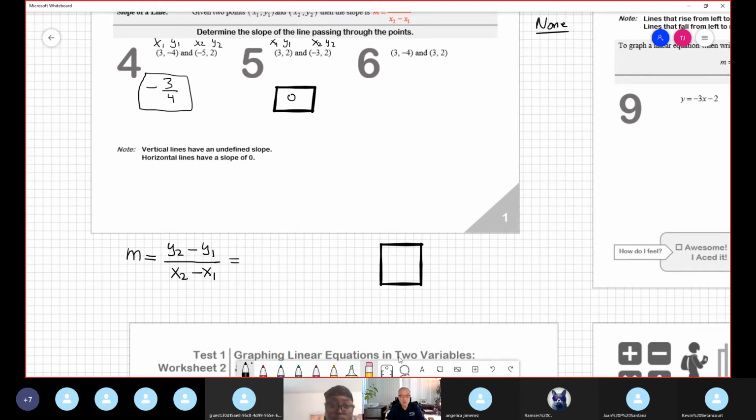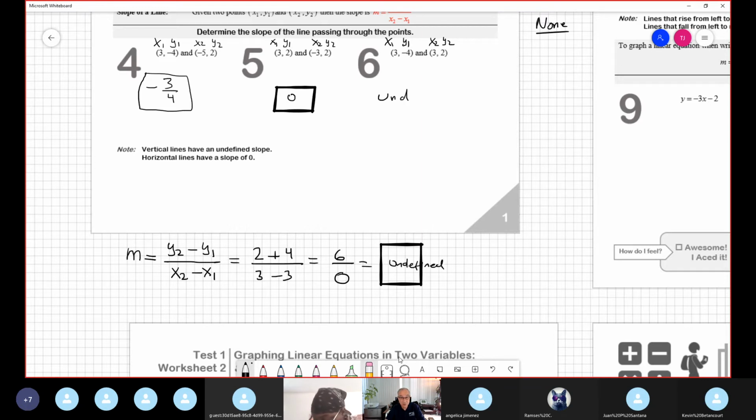Immediately identification. This is x1, y1. This is x2, y2. So y2 is 2 minus y1 is negative 4. Double negative becomes positive. x2 is 3 and x1 is 3. Wow, this is 6 divided by 0. The answer is undefined.